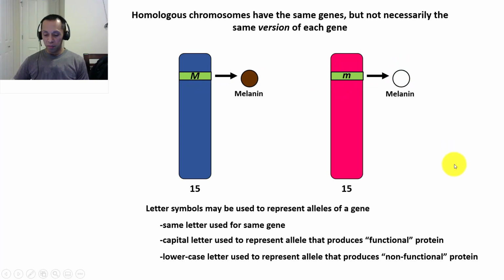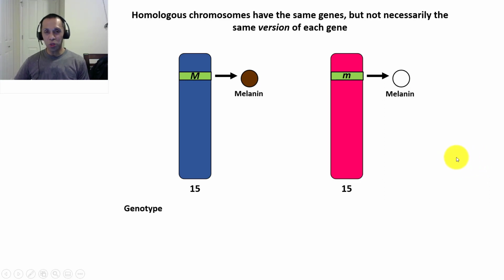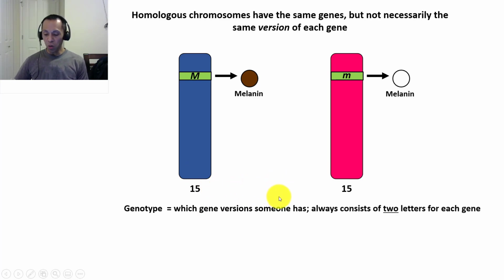Some other terms that are commonly used when talking about genetics are these terms here. I'll show you the definitions and then explain what they mean. There's the term genotype, which refers to which gene versions someone has, or what collection of alleles someone has inherited. With sexually reproducing organisms, because we have both a mother and a father, whenever you're describing genotype, it's always going to consist of two letters for the same gene, right? Because we inherit two of each gene, one from our mother, one from our father.